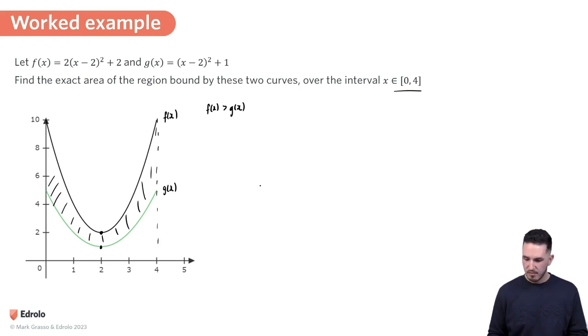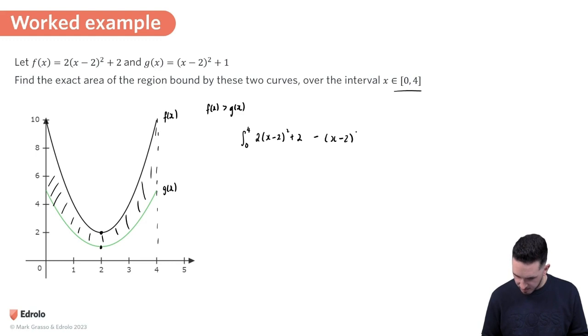So we've got 0 to 4. So now we can set this up. So the integral from 0 to 4 of f of x, which is 2 times (x minus 2) all squared plus 2, minus (x minus 2) all squared plus 1, dx. I'm just going to expand and simplify.